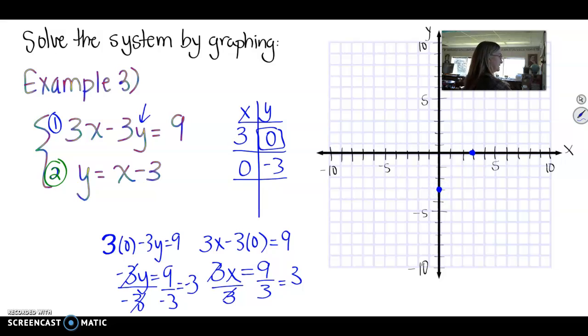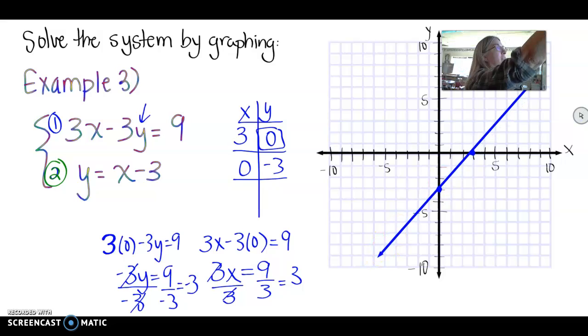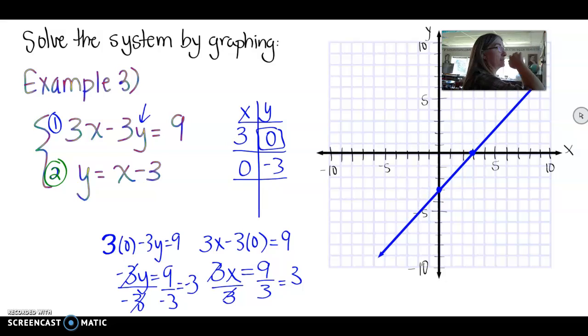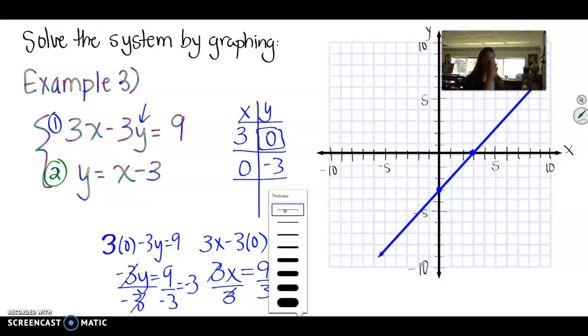So we have 2 points. That's plenty to draw in the line. That's all you need, is 2 points. So there's my first equation graphed, and then I'm going to graph the second equation on the same set of axes. This time we have it in slope-intercept form.